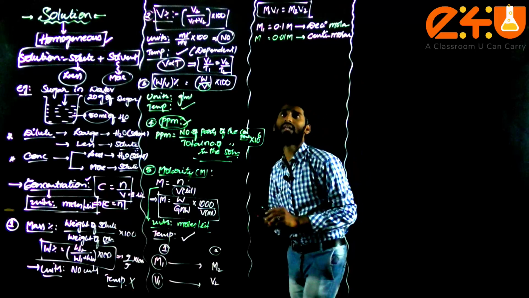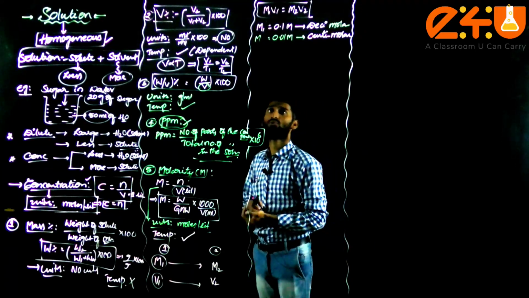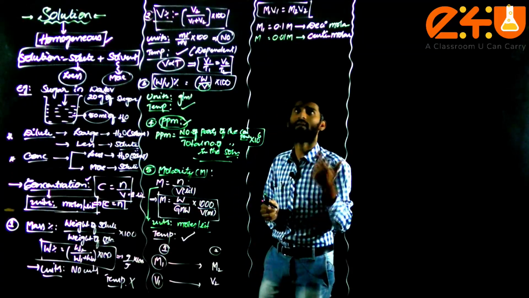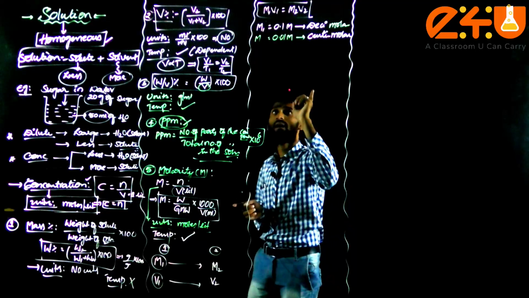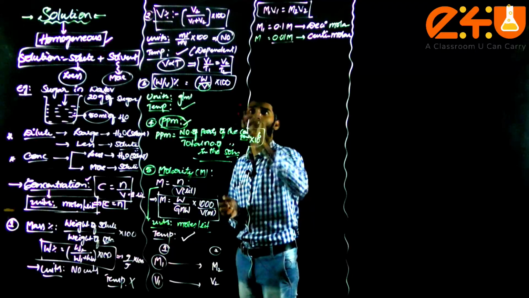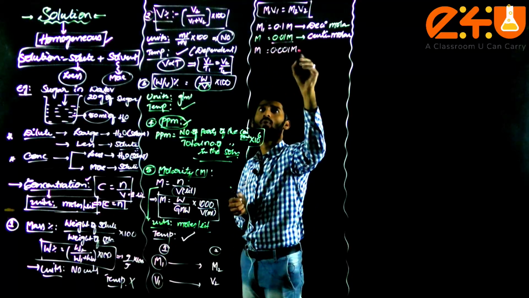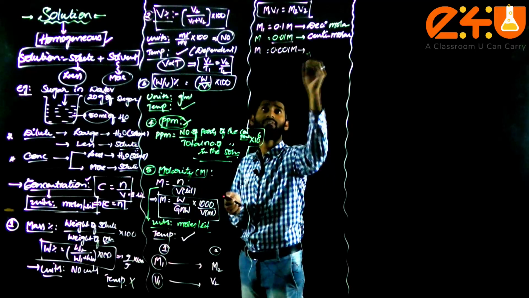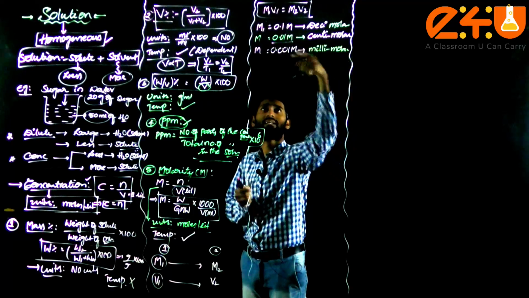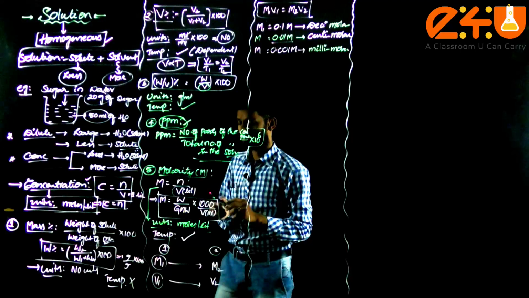Because sometimes they will ask us to calculate the weight of the solute in a centimolar solution present in 100 ml of the solution. If they give the molarity as centimolar, that means we have to consider M is equal to 0.01. Next one, if the molarity becomes 0.001 molar, this type of solution is a millimolar solution. Millimolar molarity we can represent in short form as mM.